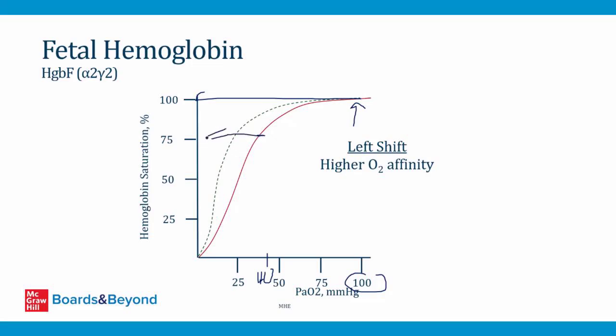But by shifting to the left, now even down here with a PaO2 of 40, we're going to get close to 100% saturation of hemoglobin. And that's the benefit of hemoglobin F having a left-shifted dissociation curve.